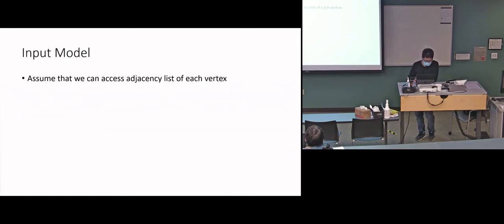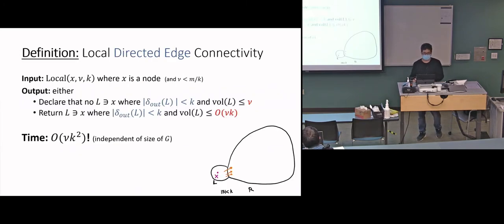By the way, the input model that I will assume is that you have access to the adjacency list of each vertex. The specific problem that we want to look at is this: you are given a vertex x and some parameters nu and k. Think of nu for volume, and k for size.